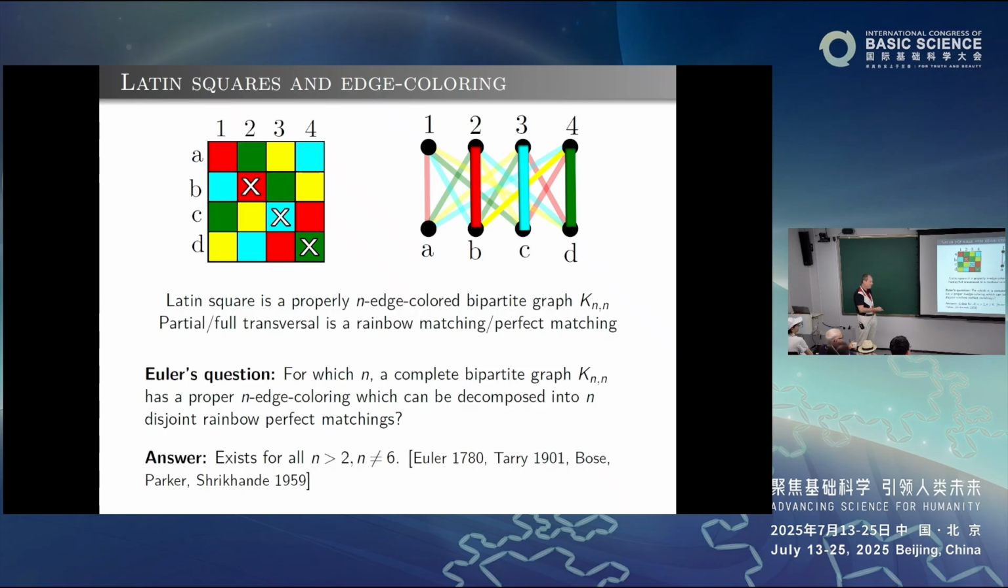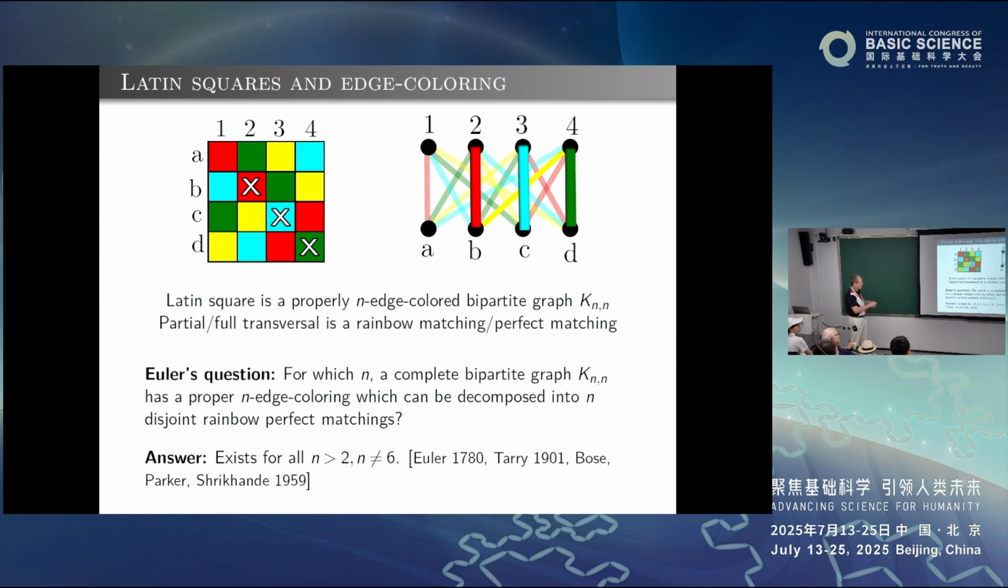And the whole problem of Euler took 180 years to solve, where eventually Bose, Parker, and Shrikhande, in almost the 1960s, constructed orthogonal Latin squares for all other values except 6. Actually, it's very interesting. You can Google it: when they solved it, this solution made the front page of the New York Times. So there is a New York Times issue which has that, okay?